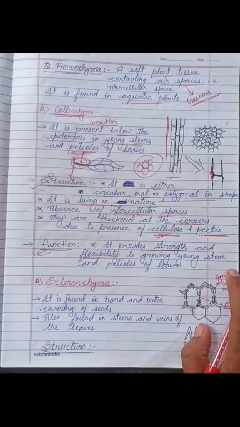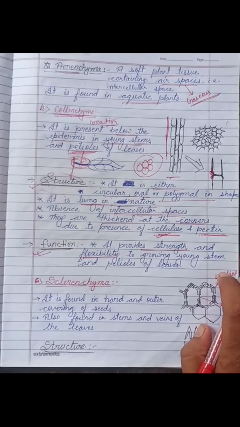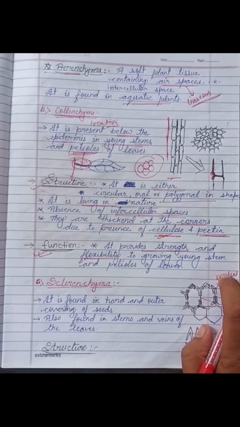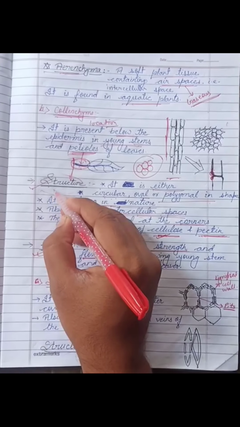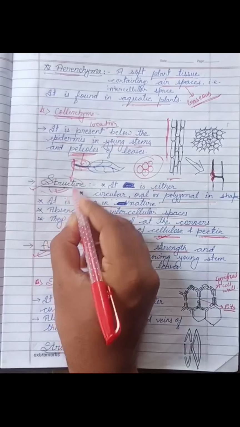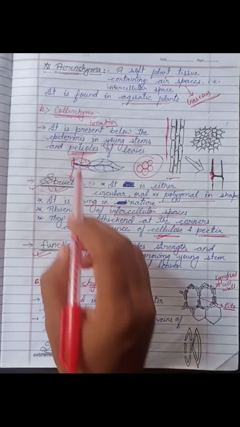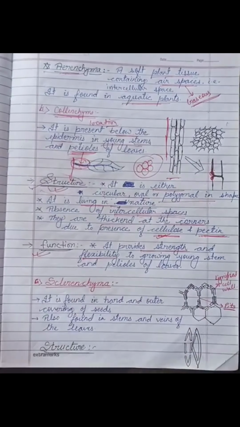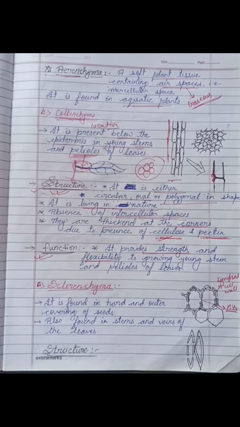Is it okay? Now, as I told you earlier, you have to remember three things. The first one is location, the second one is structure, and the next one is function. You have to remember all three important characteristics of each and every tissue. So now we are going to study the structure of the collenchyma. The structure of collenchyma has lots of differences from the sclerenchyma or parenchyma.